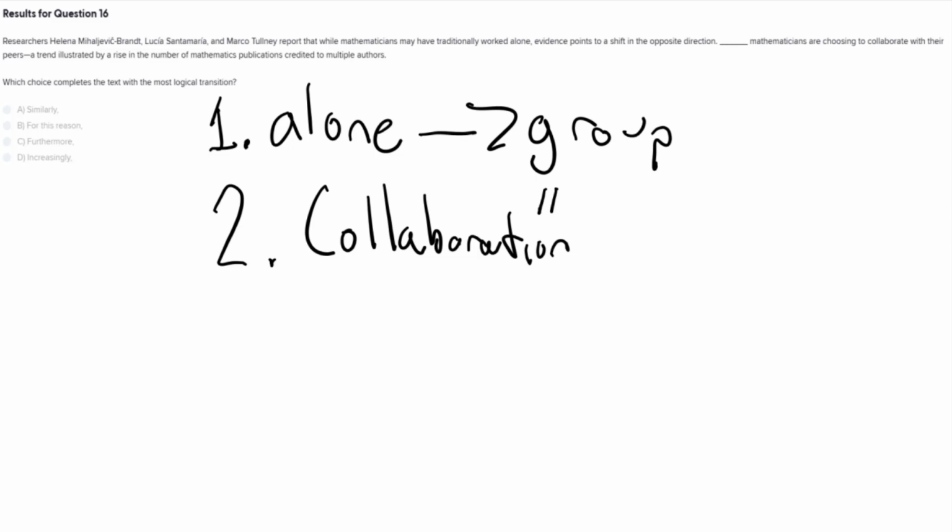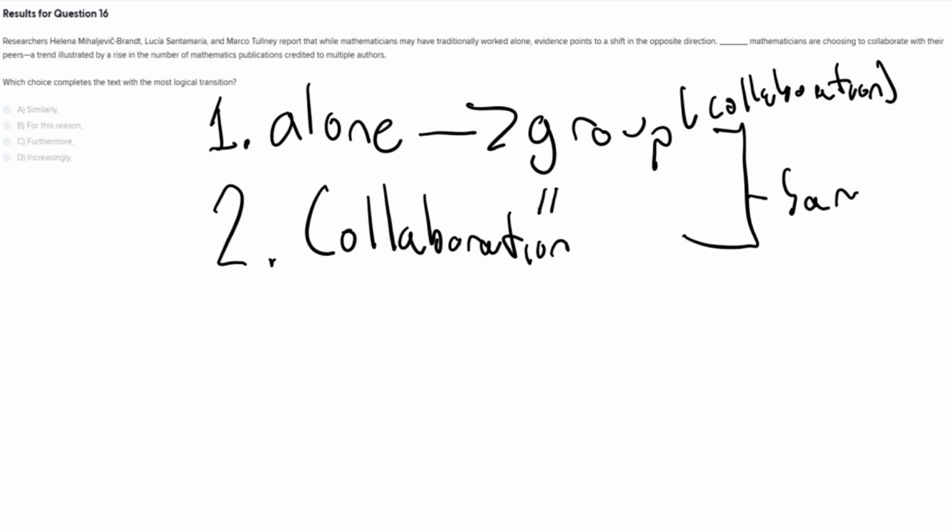So we can basically look at the options. Similarly, we can think, similarly kind of says that it's similar, but it's not exactly the same. This is exactly the same. It's saying group, which is collaboration, and it's going from collaboration to collaboration. This is exactly the same. There is no difference. So you wouldn't really need to use similarly here, because similarly introduces this like, hey, there's a slight difference, but it's still similar. So we can cross out A.